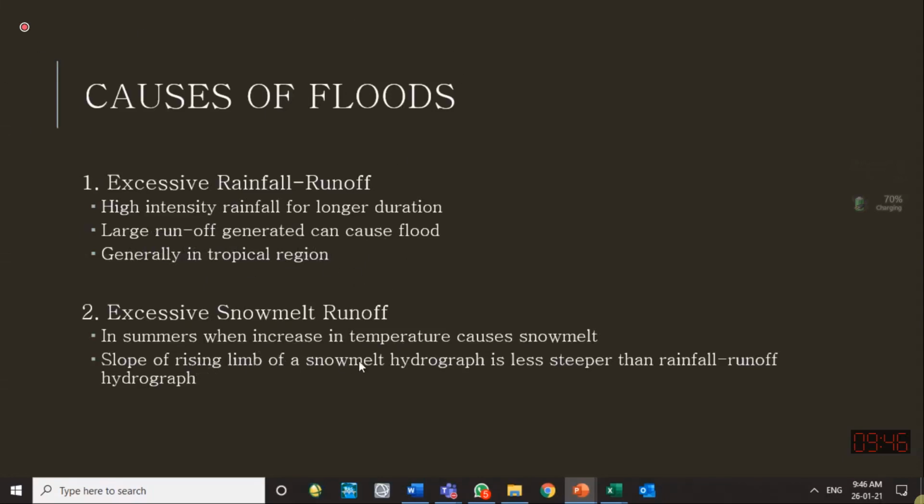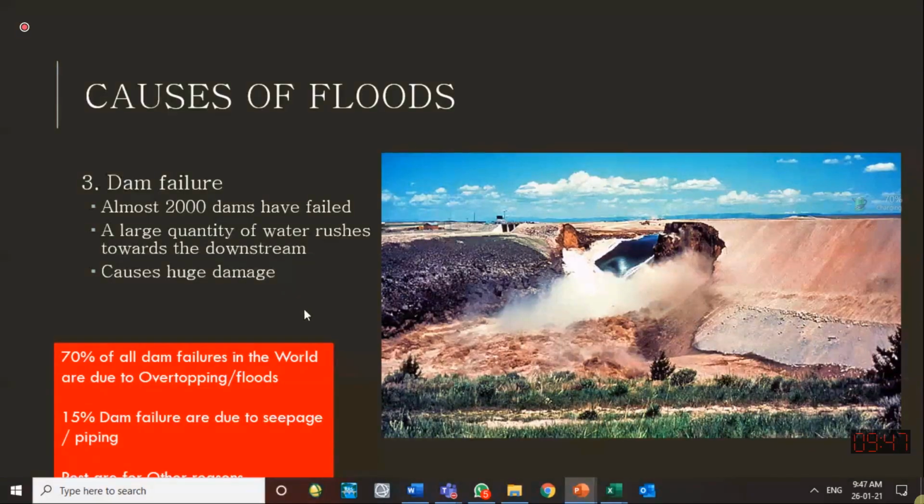Snow melt in summers, when increase in temperature causes snow melt, then flows are high, and at some place the river bank or river capacity is breached, river capacity is reached, and the flow start overflowing the bank of the river. So we say flooding have occurred, and in that case, reason was the snow melt, excessive snow melt. Slope of this rising hydrograph is milder, it is not steep, so we get sufficient time. So it happens in days to reach to the peak flows.